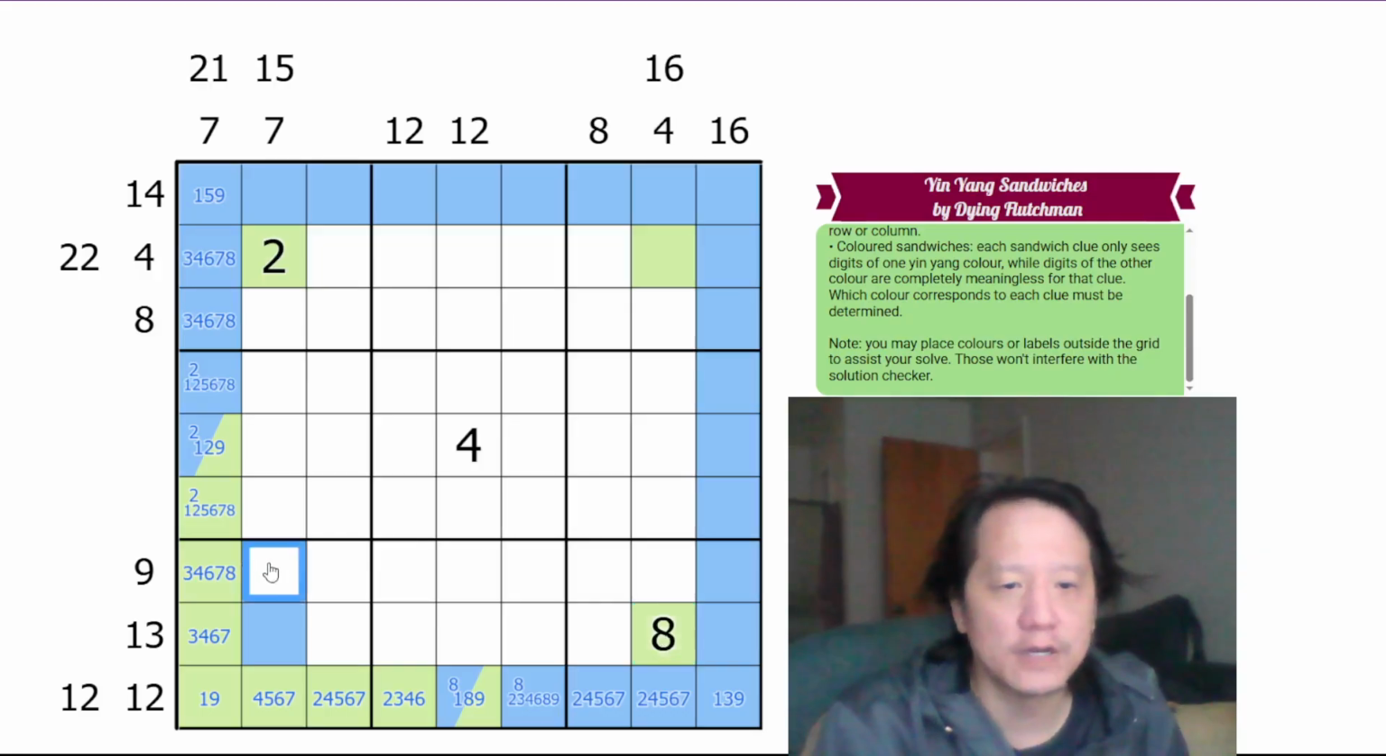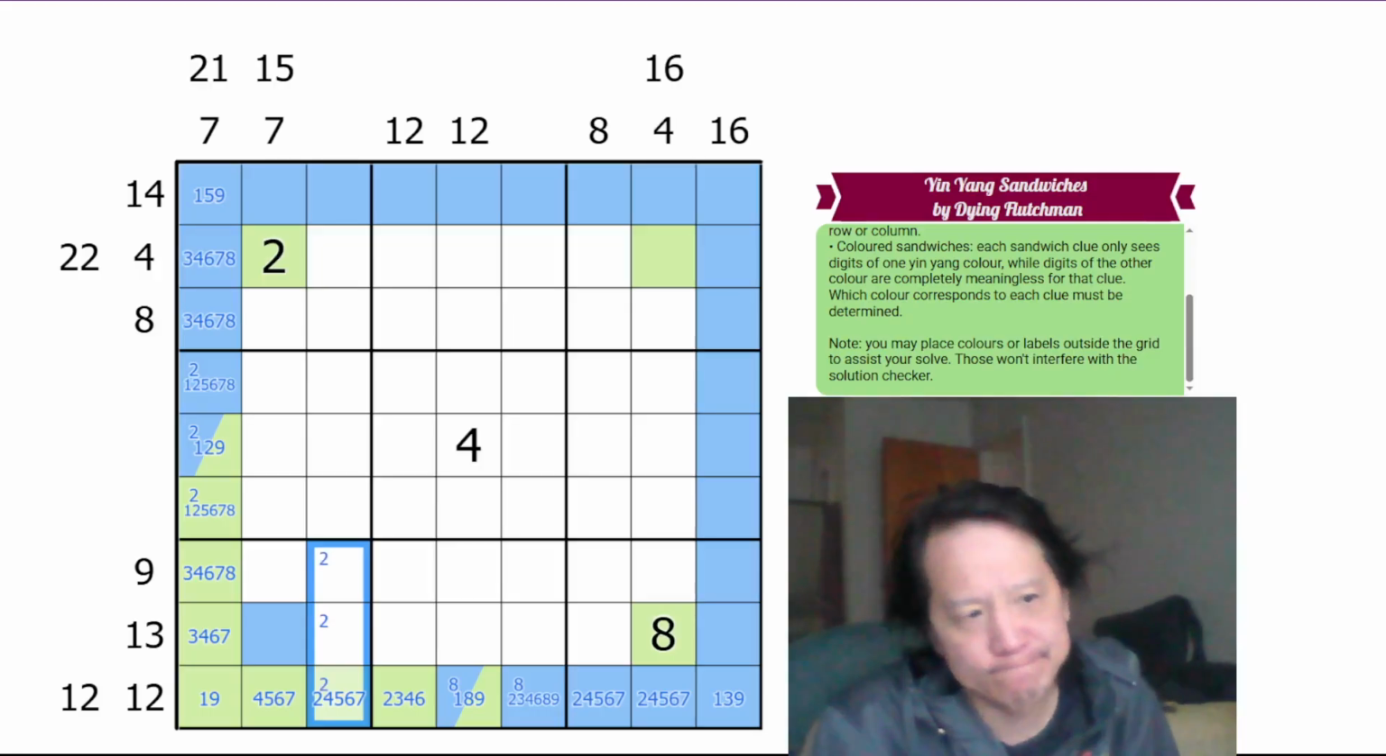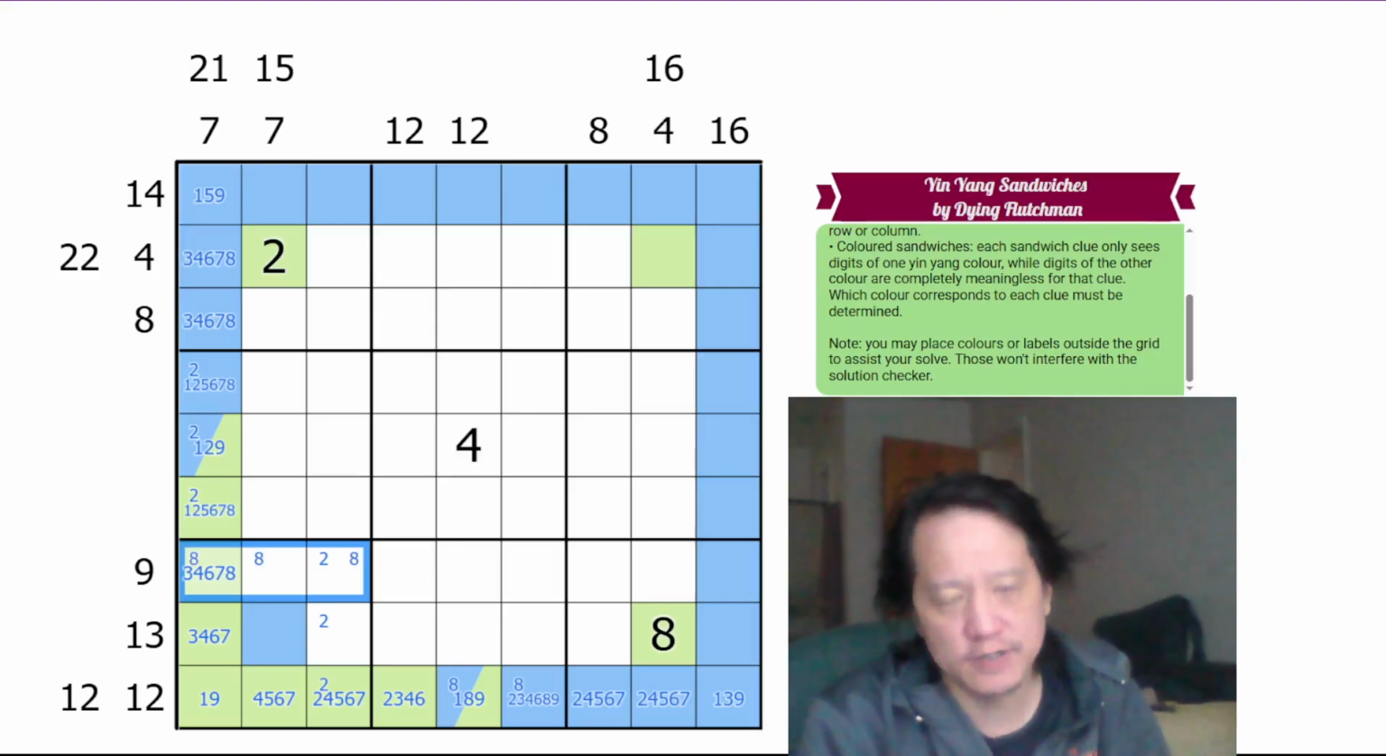So 2 cannot be here. 2 is guaranteed to be one of these 3. 8's one of those 2, so 8 has to be one of these 3.